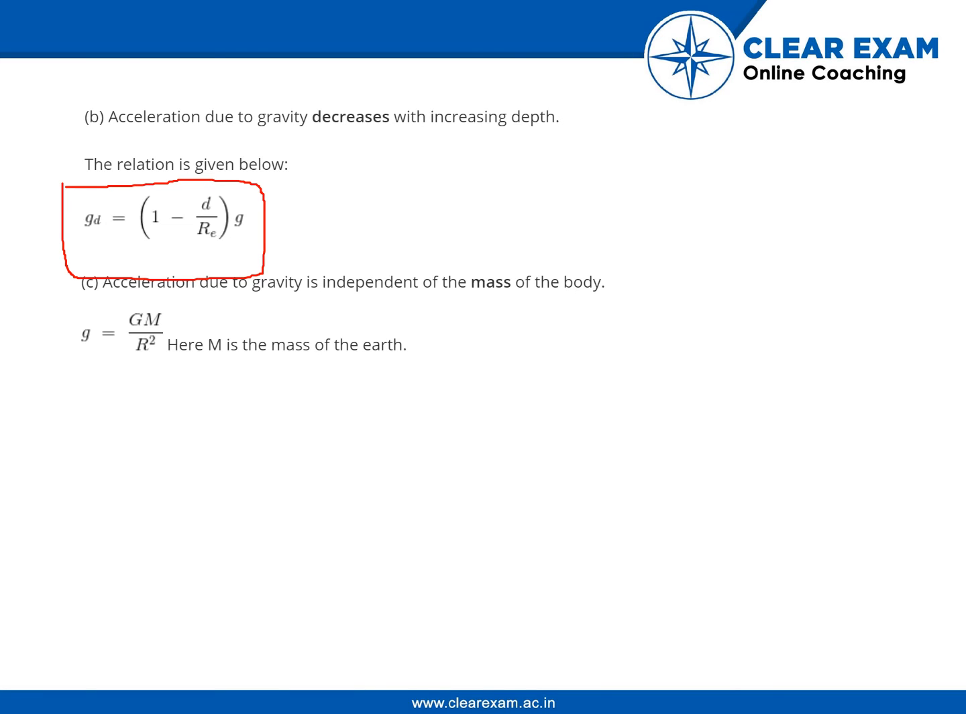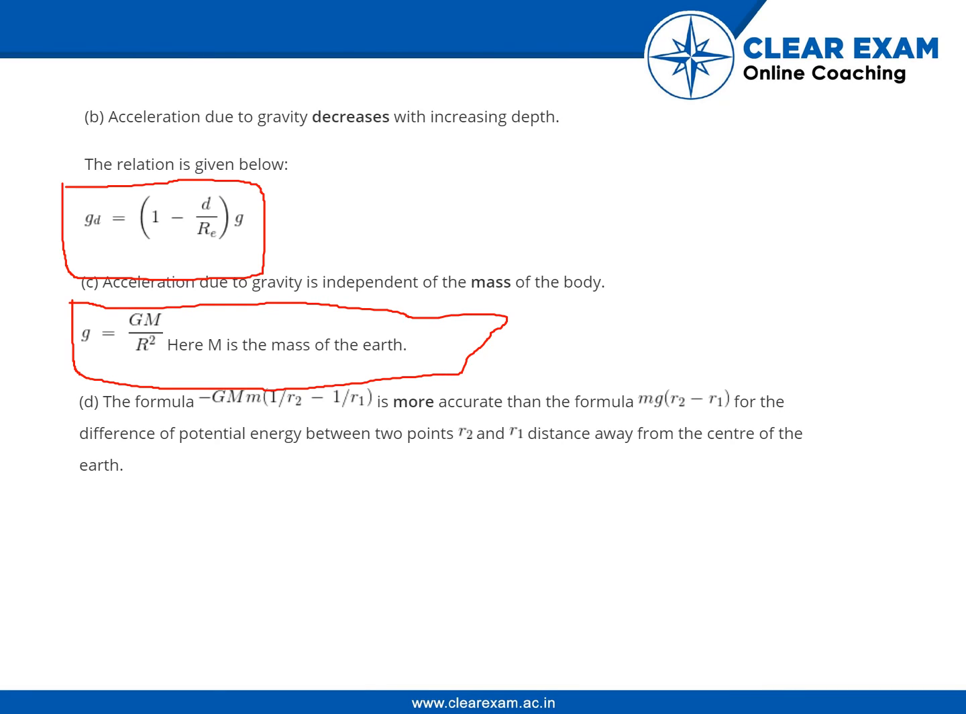And the acceleration due to gravity is independent of the mass of the body. So that is given by the formula g is equal to GM by r square, where M is the mass of the Earth. Next, the formula GMm into (1/r2 minus 1/r1) is more accurate than the formula mg into (r2 minus r1) for the difference of the potential energy between the 2 points r2 and r1, that is, the distance away from the center of the Earth. So let's highlight this point.